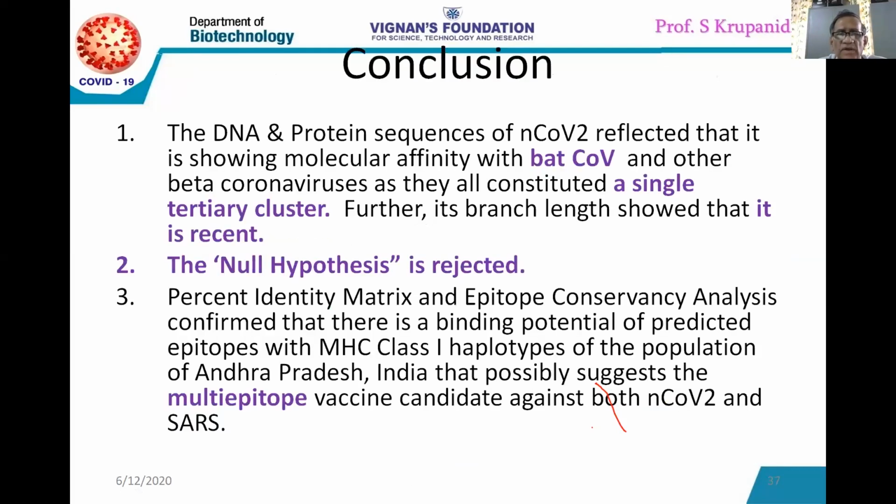So the conclusion: the DNA and protein sequence of the novel coronavirus reflected that it is showing molecular affinity with bat COV and other beta coronaviruses, as they all constituted a single tertiary cluster. Now people are saying that it has gone viral on YouTube that this corona is not a virus, it is a bacteria. So with proof we are showing that it is not bacteria, it is a virus.